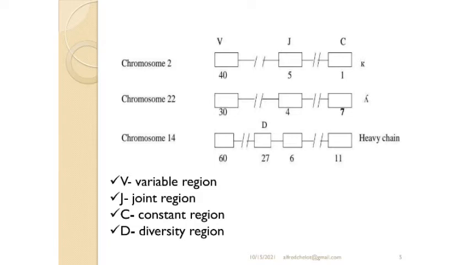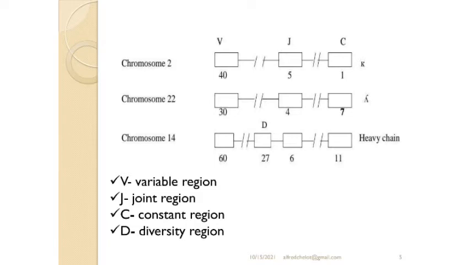So V stands for variable region, J for the joining region, C for the constant region, and D for the diverse region. So a pool of gene segments will contain the V gene segment, J gene segment, and C gene segment, like I've already pointed out. And in the case of the heavy chain, we have an additional D gene segment that is located between the V and J gene segments. So for the kappa light chain, chromosome number 2 has 40 V gene segments, 5 J gene segments, and 1 C gene segment.